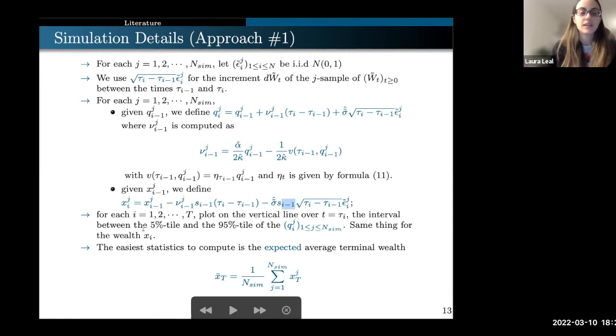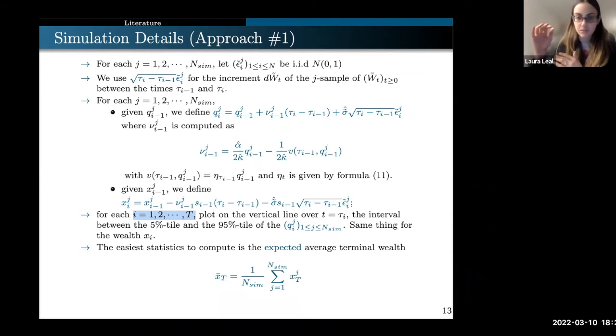Same thing here. And then for each time step, we plot a vertical line, which is the interval between the fifth percentile and the 95th percentile of the inventory process.